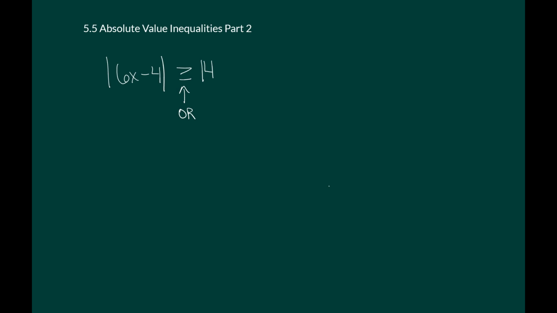Okay, so greater than or. So separate it into 6x minus 4. Notice that the absolute value signs are gone. Is greater than or equal to 14, or 6x minus 4, flip the sign, is less than or equal to negative 14. So we need to flip the sign here and change this sign.